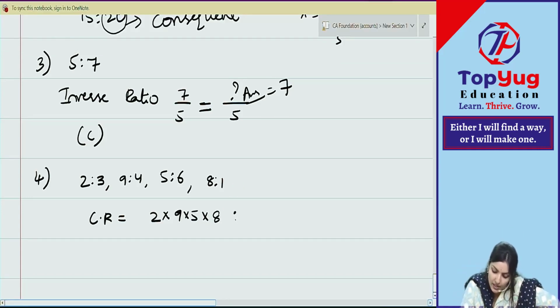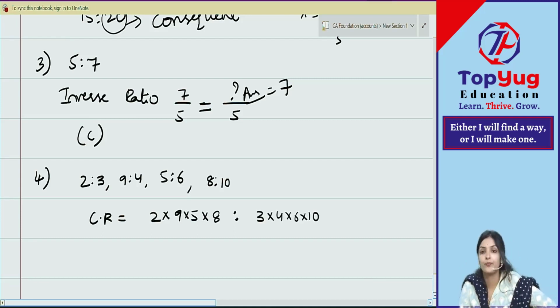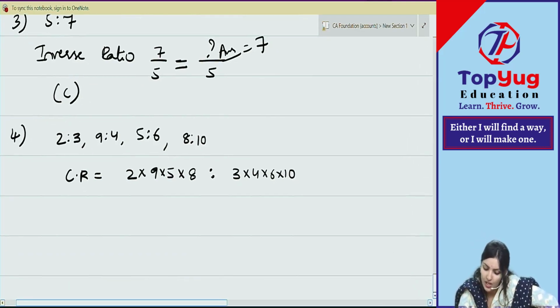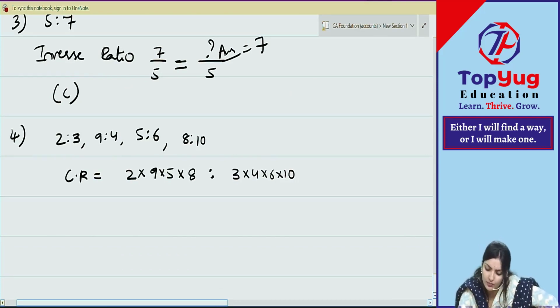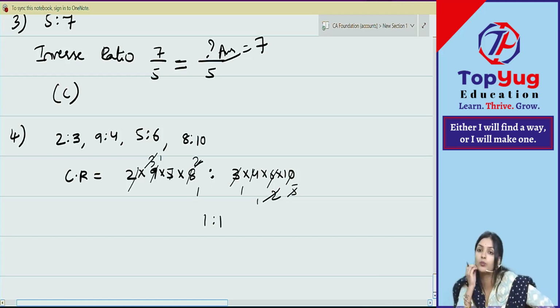So it is 8 is to 3 into 4 into 6 into 10. Product of first terms is equal to product of last terms or second terms. Okay, so can you cancel? Just check if you can cancel. 3 ones are 3, 3 threes are... 3 ones are 3, 3 twos are 2, 2 cancel. 4 ones are 4, 4 twos are 2, 1s are 5s are 5, 5 cancel. 1 is to 1. So you have to always write the simplified version of a ratio.